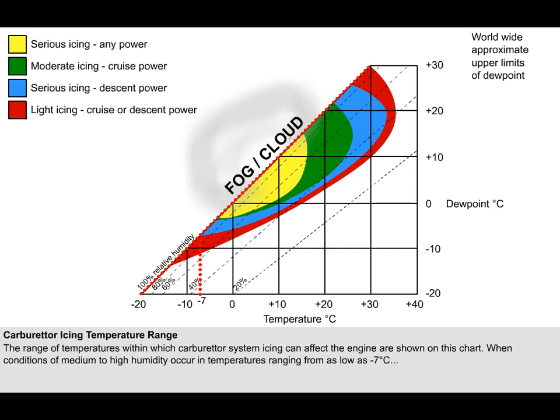You can see from the diagram that when conditions of medium to high humidity occur in temperatures ranging from as low as -7 degrees Celsius to as high as +33 degrees Celsius, carburetor icing may occur at almost all power settings. This temperature and humidity range occurs throughout the year in all areas of the United Kingdom and Europe, and therefore pilots should be constantly aware of the possibilities of carburetor icing.